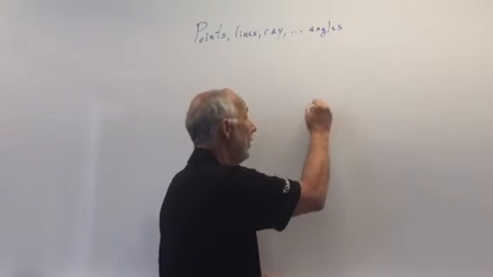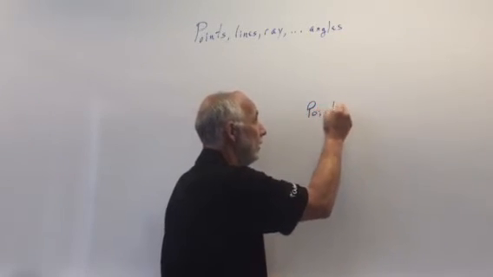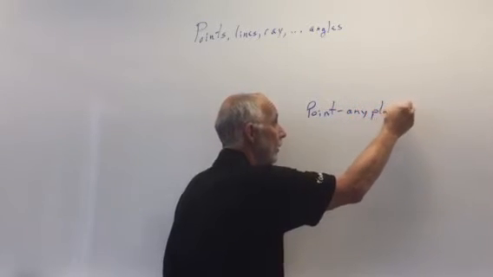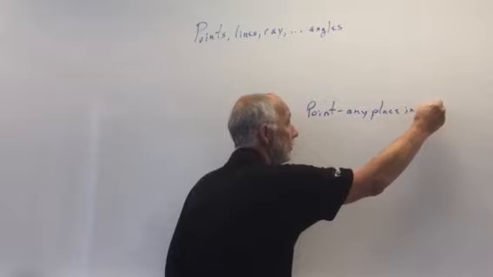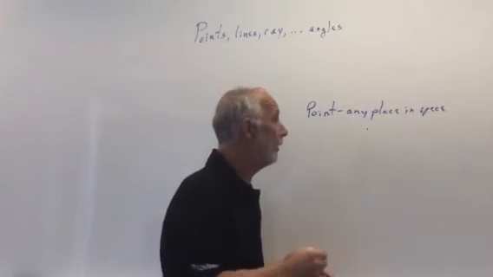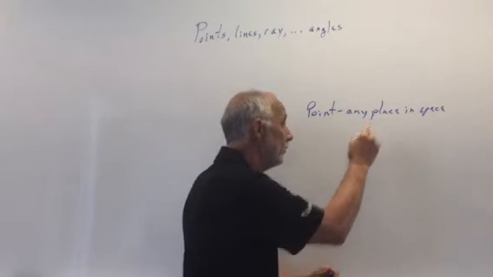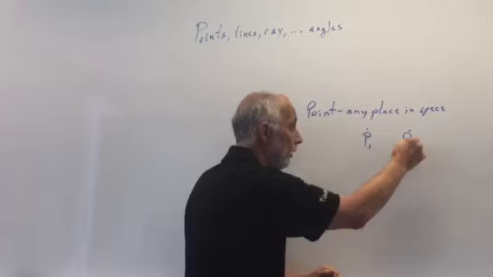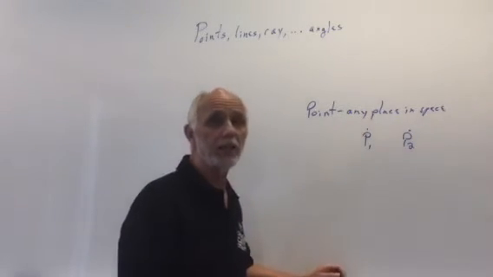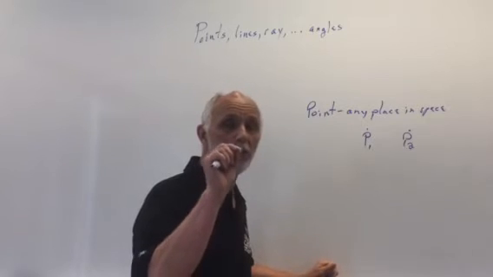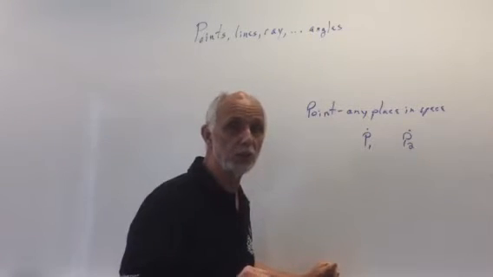Remember, a point is any place in space, and it is represented by a dot, and it's named with a letter in the alphabet. Like you could name this point 1, and you can name this point 2. And you can name it with any letters in the alphabet for a point. And it's the smallest thing that you build everything else in geometry on.